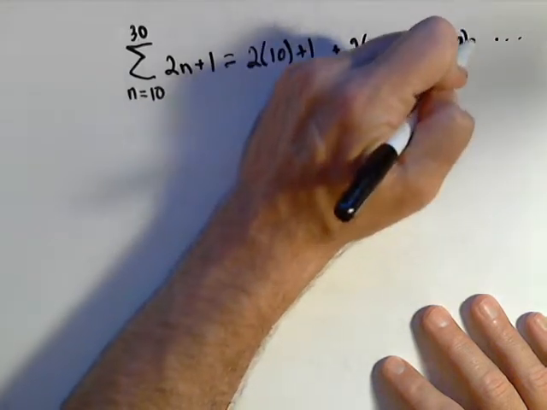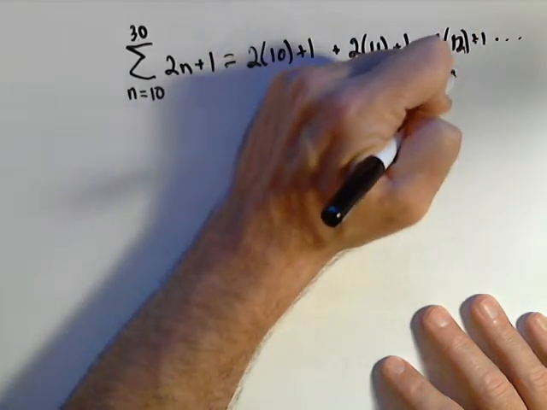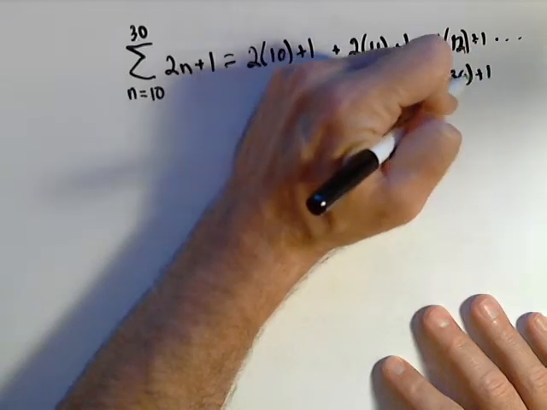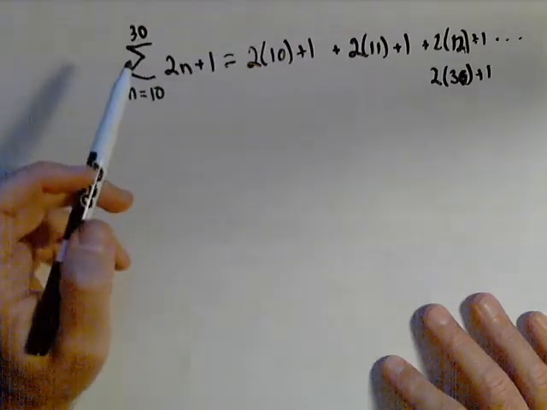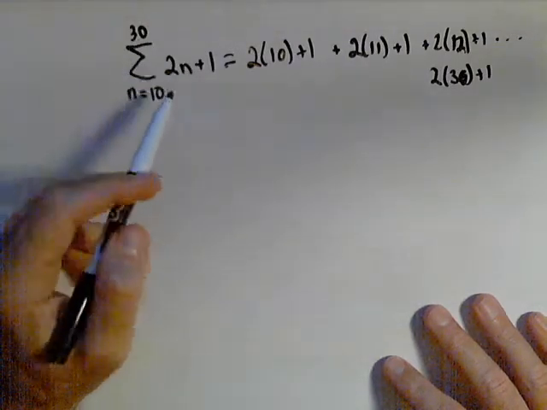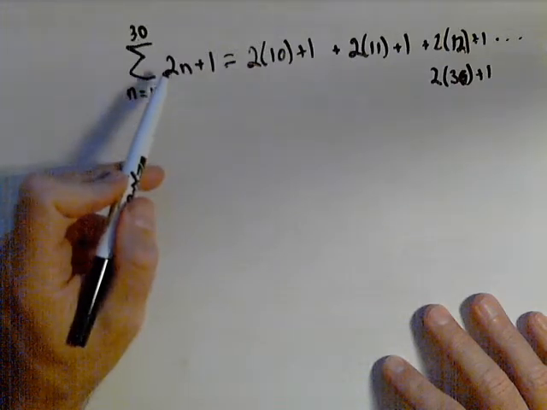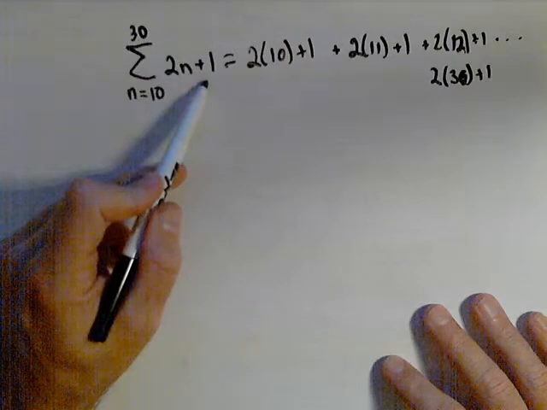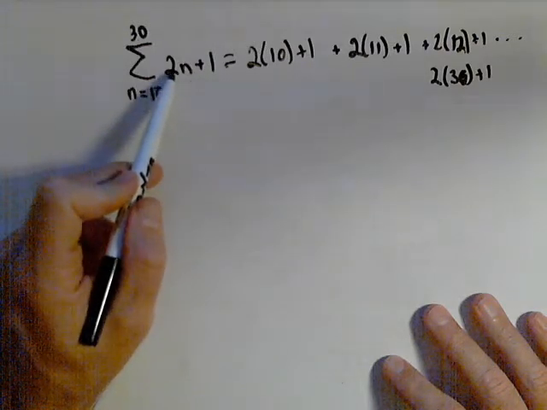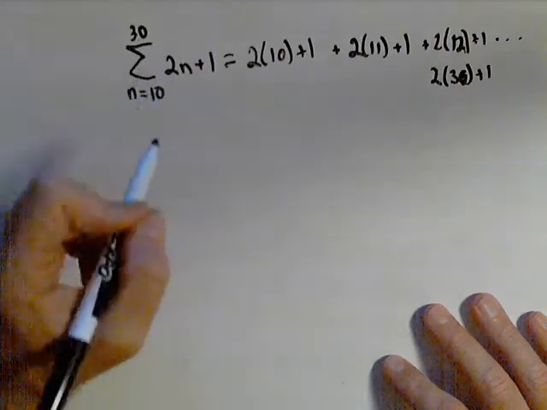We write that all the way up to 2 times 30 plus 1. But it takes a little bit of work to do all those terms. So sometimes, if we can, we'd like to apply some of our formulas. I notice that my nth term here is linear. That means it's going to be arithmetic with a common difference of 2.